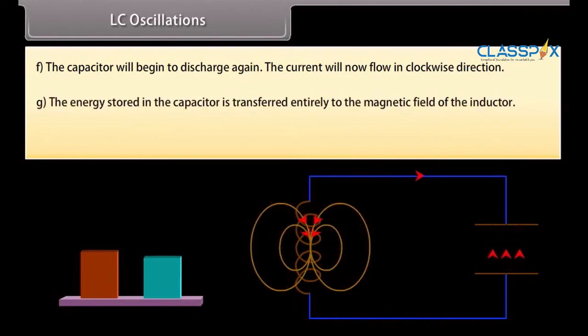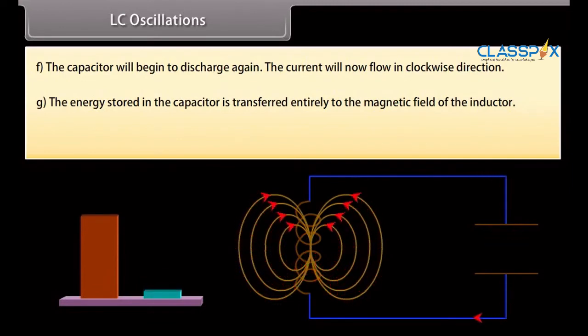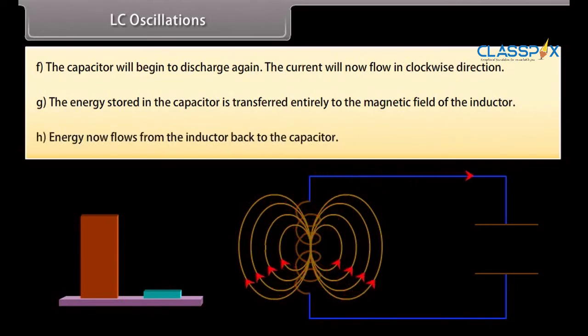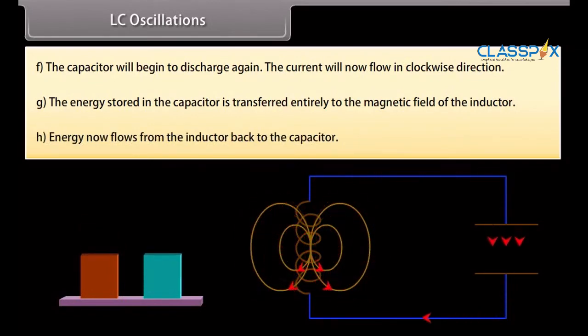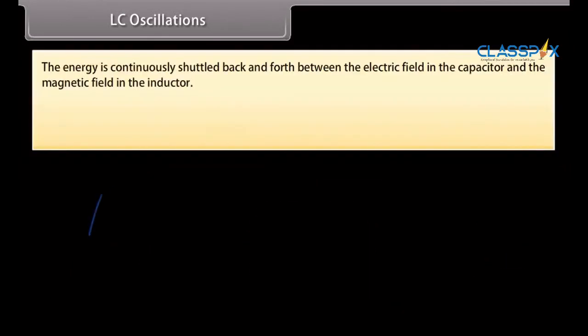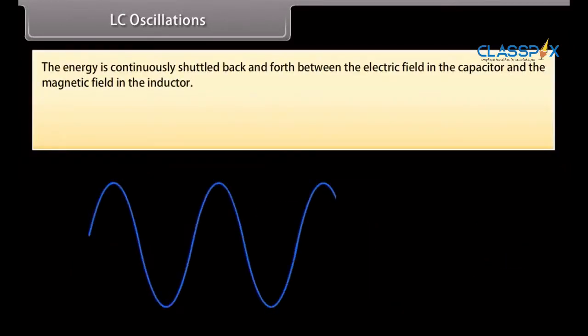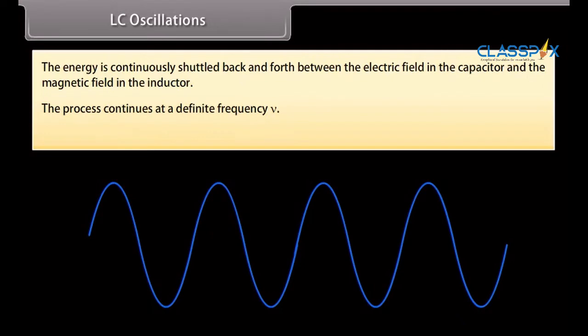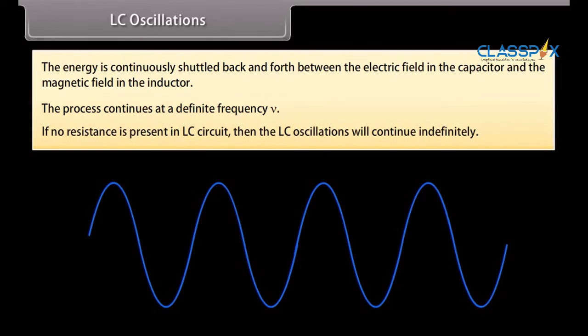The energy stored in the capacitor is transferred entirely to the magnetic field of the inductor. Energy now flows from the inductor back to the capacitor. The energy is continuously shuttled back and forth between the electric field in the capacitor and the magnetic field in the inductor. The process continues at a definite frequency. If no resistance is present in the LC circuit, then the LC oscillations will continue indefinitely.